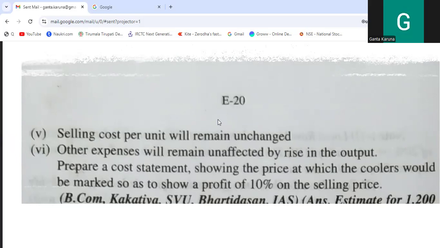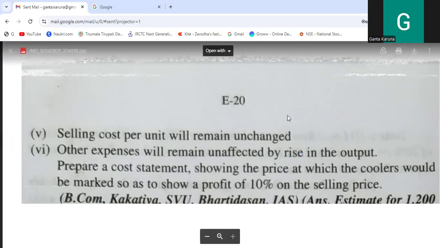So they are asking us to prepare a cost statement showing the price at which coolers would be marked so as to show a profit of 10% on selling price. Note that it is not 10% on total cost, it is 10% on selling price. So this is a formula now. So we are going to go for preparing it.